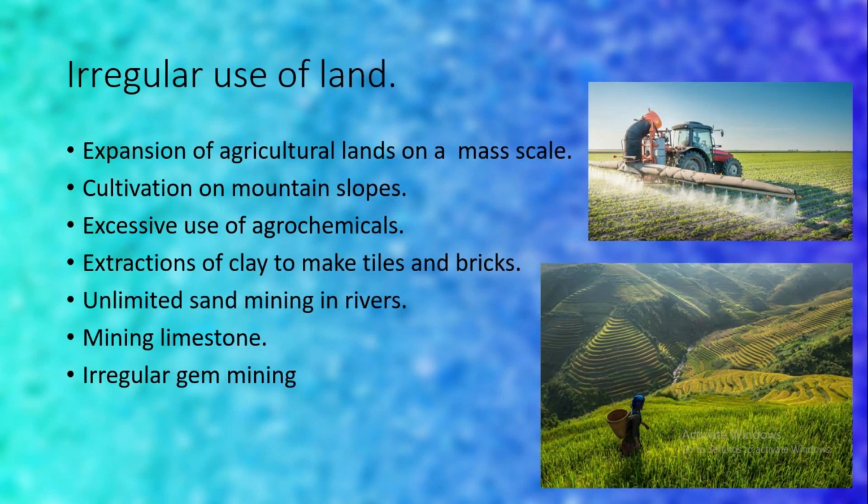Now we know, children, that the land is a very useful component in our surrounding. When using land, man does not pay enough attention towards it. Man uses the land irregularly. There are some examples of the irregular use of land.